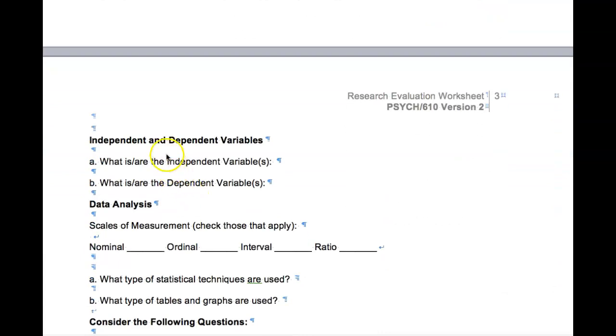All right, independent, dependent variables. Once again, this is for a quantitative study. If it was a qualitative study, there'd just be a variable of interest.